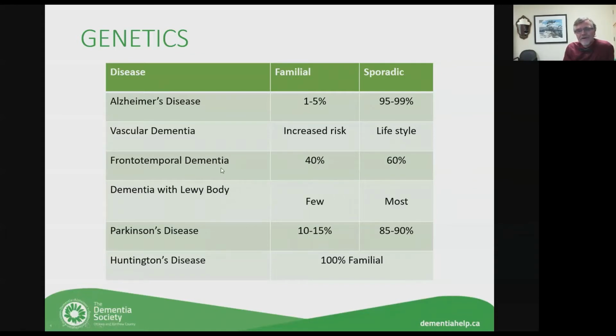Frontotemporal dementia, now here you can see that there's a lot more genetic role in frontotemporal dementia. So as much as 40% of cases of FTD will be genetically linked. In Lewy body, it's rare. Parkinson's disease, it's rare, 10 to 15%. And Huntington's disease, of course, is the unusual one where it is directly genetically transmitted from parent to child, 100%.